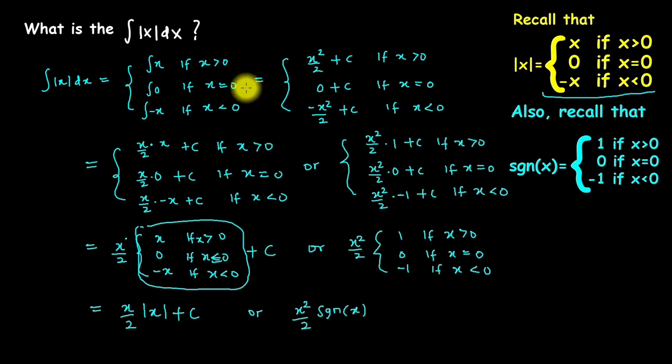Now what is the integral of the absolute value of x? The integral of the absolute value of x is x over 2 multiplied by the absolute value of x plus c, or x squared over 2 multiplied by the signum function of x plus c.